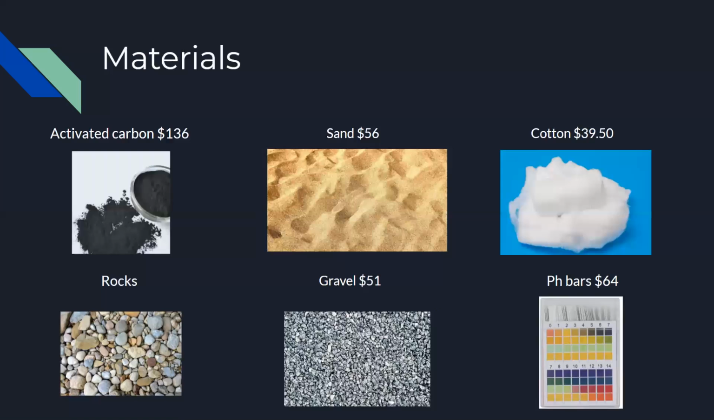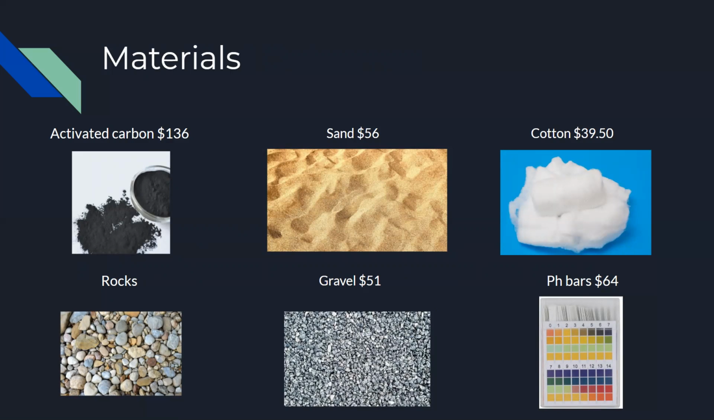Well, as Jorge already said, we are going to use different materials in order to make the 3 different filters. First, we have the activated carbon, that this amount is going to change depending on the filter. We find it at around 136 pesos. Then we're going to use sand, that is 56 pesos more or less. The cotton, that is around 40 pesos. Rocks, that we are not going to buy because we can find them in places that are near our houses. The gravel, that is 51 pesos.